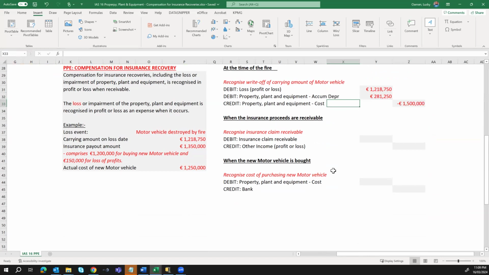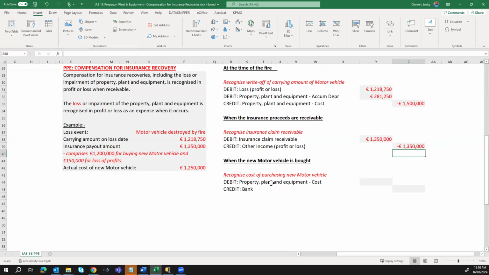Then when the insurance proceeds are receivable, all right, you've got in touch with the insurance company, put your claims forward, and you're expecting to receive an insurance claim. So when this amount becomes receivable, you need to go into your books and recognize the receivable from the insurance company. So what we need to do is to debit an insurance receivable for the amount that is due from the insurance company, which is 1.350 million euros, all right, and recognize this amount as income in your profit or loss. Okay, that's the entry to pass.